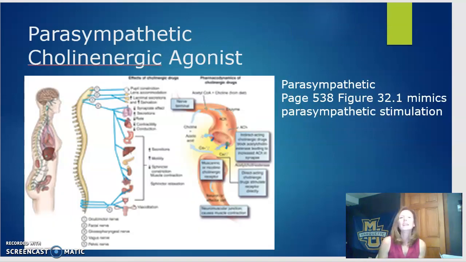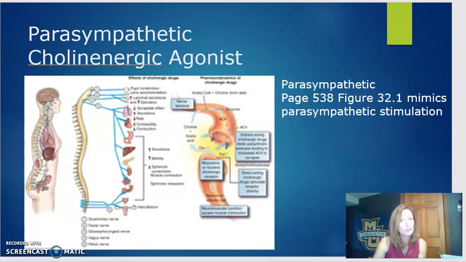So again, if you are a visual learner, it is easiest if you look in your Karch text on page 538, figure 32.1, and you can see the parasympathetic stimulation, that rest and digest, which is opposite of the sympathetic system stimulation or fight and flight. The cholinergic drugs, you will see it's fuzzy on this slide, but it is not fuzzy in your text, and you can see that there.